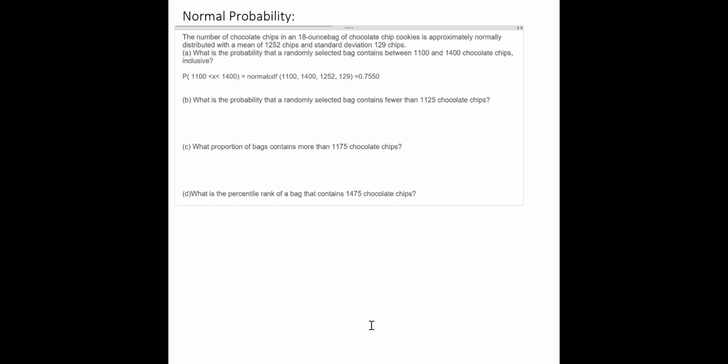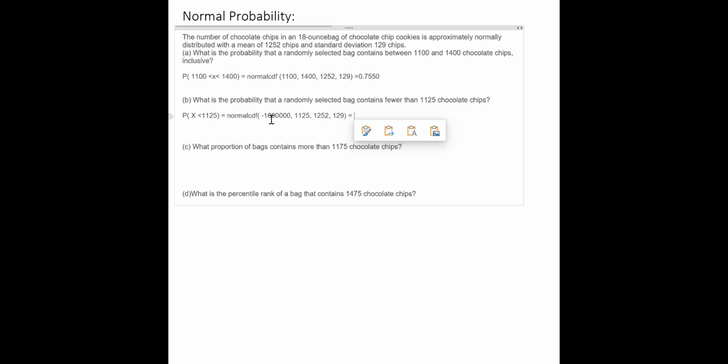Okay, let's go to the next question. What's the probability a randomly selected bag contains fewer than 1125? So let's see how we deal with this. He wants the probability of X less than 1125. When you do probability of X less than 1125, you use the normal CDF.